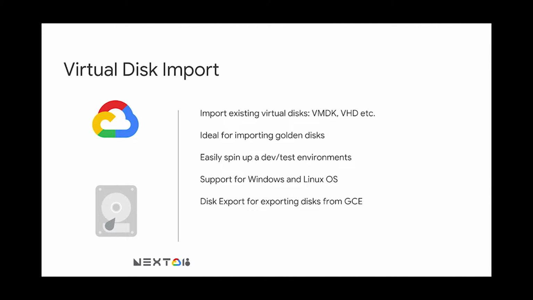So we have a really simple command line tool, which you can download. And with a few simple commands, you can actually convert that disk into an image in Google Cloud. And just like you spin up infrastructure using our images, you can use this custom image to spin up infrastructure. The same way as you can import, you can also export from GCE using the same command line tool.